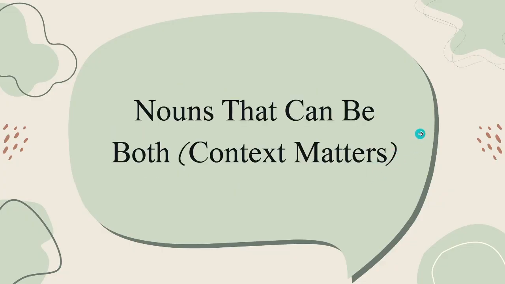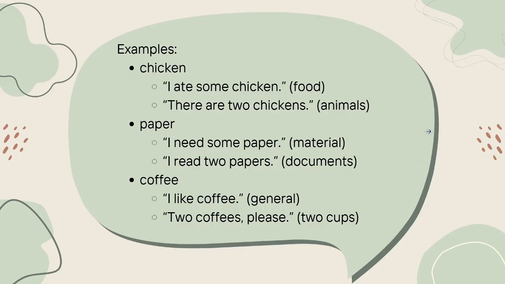So now, nouns that can be both. In grammar, we have some nouns that can be countable or uncountable depending on the meaning. For example, chicken: I ate some chicken. That's referring to food. In the other case, there are two chickens, which is talking about animals. So that changes the meaning depending on the countable or uncountable context.